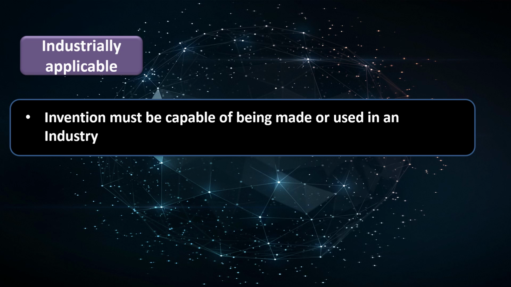So these are the three criteria or three requirements of patentability, and anyone who is filing a patent application on an invention should first check whether they are satisfying these three criteria, and if they are, then they can proceed to file a patent application.